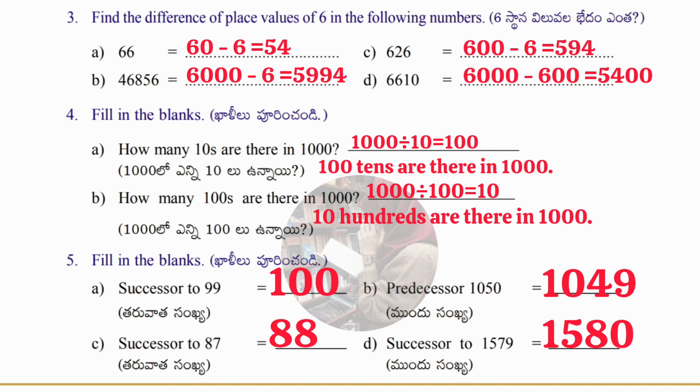46,856. The first 6 is in the thousands place, that's why 6 into 1000 is 6000, minus the second 6 is in the ones place, that's why 6. 6000 minus 6 is 5994, that is the answer. Okay, likewise do the rest of the numbers.